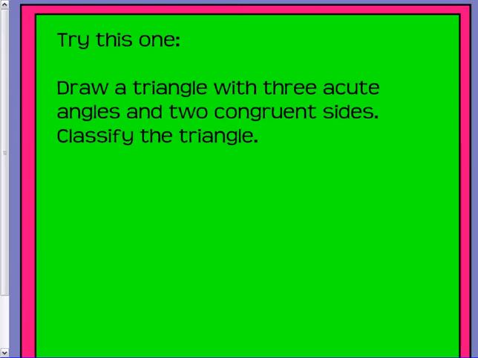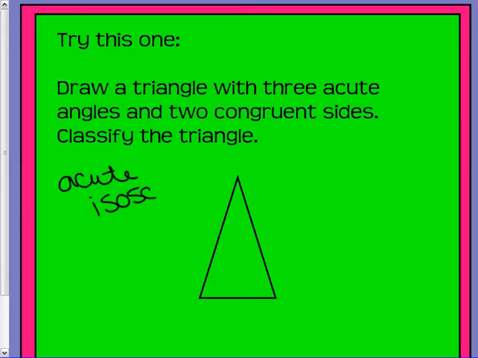Draw a triangle with 3 acute angles and 2 congruent sides, and then classify the triangle. Okay, go ahead and try this one on your own. I'm going to show you the answer in just a second. Okay, here we go. So here's the triangle. It's got 3 acute angles, all less than 90, and 2 congruent sides. So it's an acute isosceles triangle.